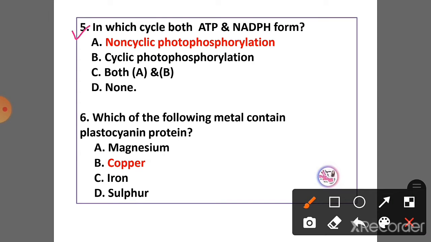Question 5. In which cycle are both ATP and NADPH formed? Option A. Non-cyclic photophosphorylation. Question 6. Which of the following metals does plastocyanin protein contain? Option B. Copper.